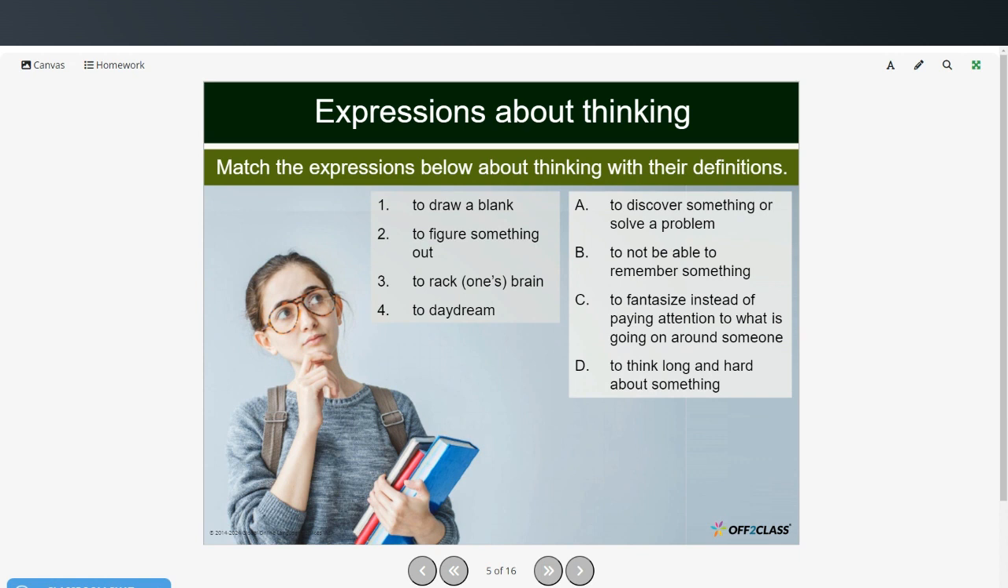So now see if you can match these expressions about thinking with their definitions. Go ahead and pause the video, write down your answers, and then restart when you're ready to check.